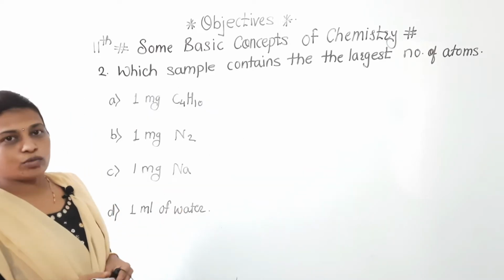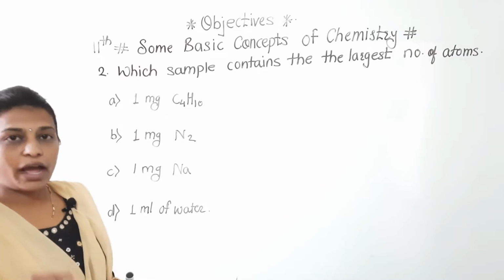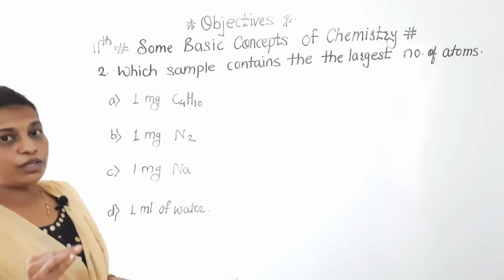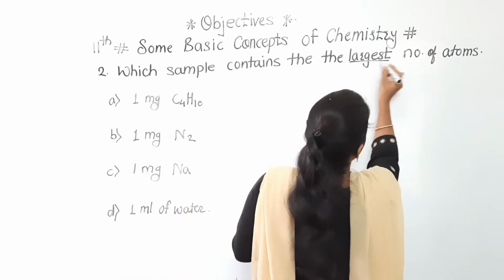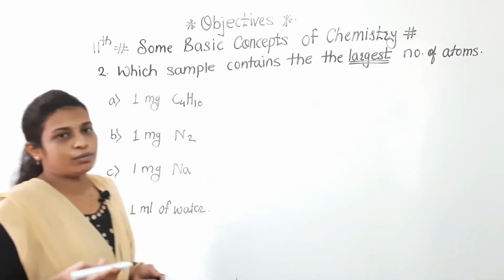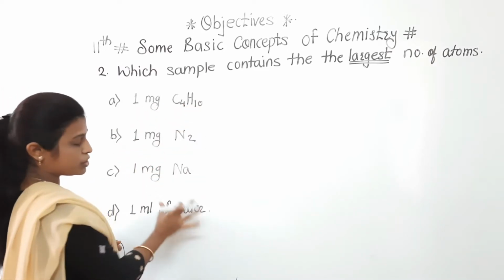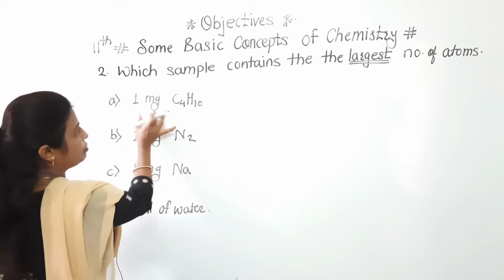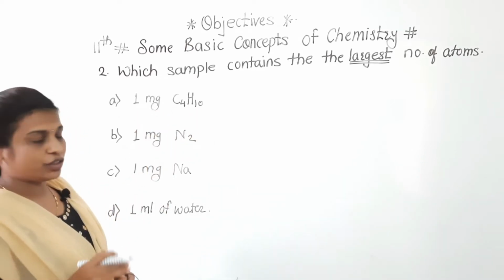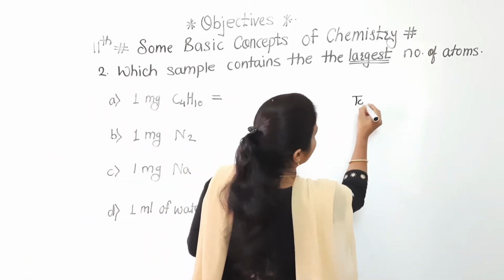So this is the second objective. What is that? See, which sample contains the largest number of atoms? Here once again the question is based on the number of atoms, but which one will contain the largest number, means maximum number of atoms, that we are going to discuss. Now see, 4 options are there. In that they have given 1 point, that is 1 milligram of C4H10. So for that one, firstly, what is the formula of total number of atoms?